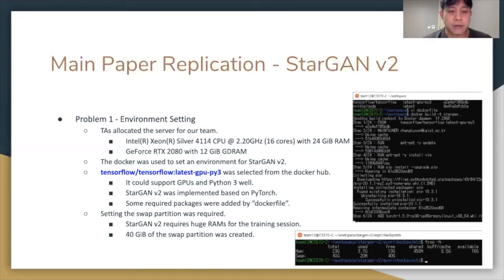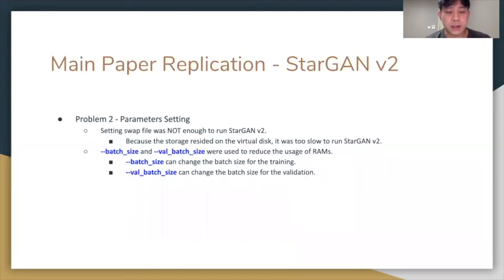After that, I could run StarGAN V2, but it didn't work well because it required huge RAM to process images. Then with the TA's support, I set up a swap partition to compensate for the lack of memory. Unfortunately, the swap partition was not the key to running it because it was too slow. So I had to adjust the batch size parameter. I tested some values, and found that values less than 10 were good to run it in our environment.